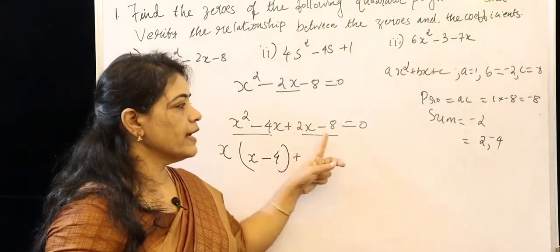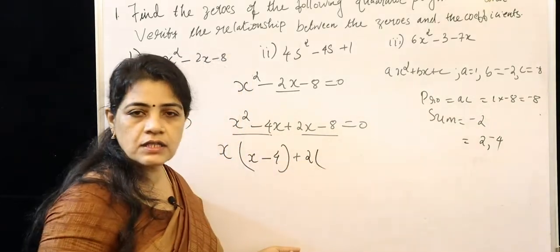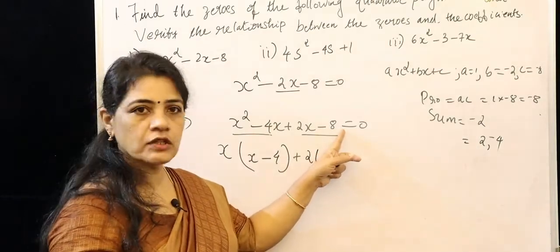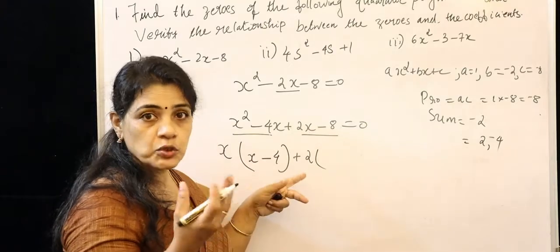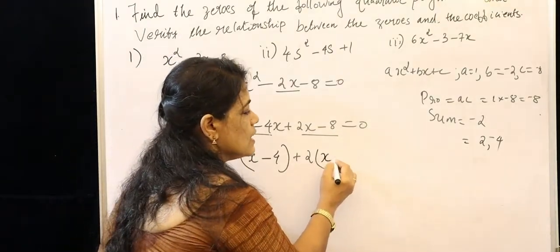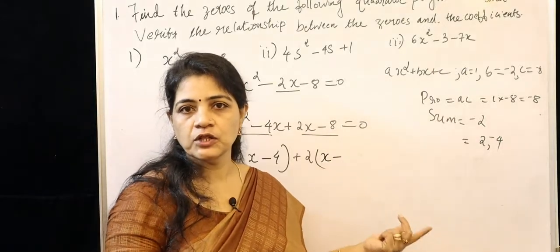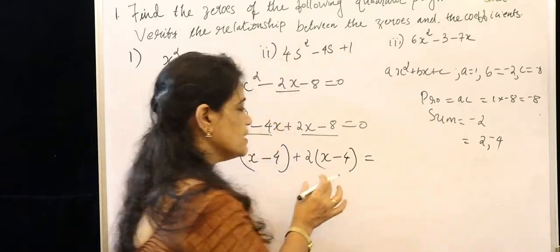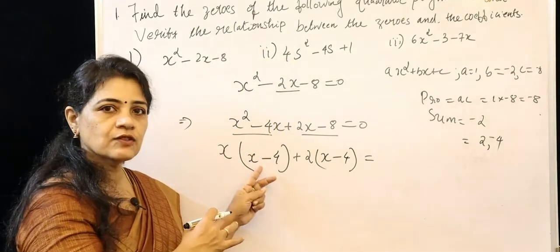From these 2 and 8, both are even, so 2 can be taken outside. You can't take any of the variable because this is a constant term. After taking 2 from 2x, 2x divided by 2 gives x, minus 8 divided by 2 is 4. Children, you will get the same factor of this. The first term carries x minus 4 as a factor.